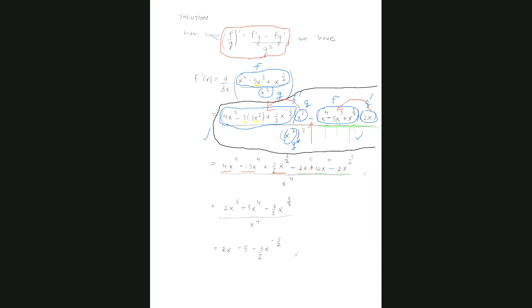And then we can combine some like terms on the top, right? We can combine some like terms here. 4x to the fifth combines with negative 2x to the fifth to give you 2x to the fifth. Negative 15x to the fourth combines with positive 10x to the fourth to give you negative 5x to the fourth. And then finally, you have a half times x to the 3/2. That combines with the negative 2x to the 3/2 to give you negative 3/2 x to the 3/2.